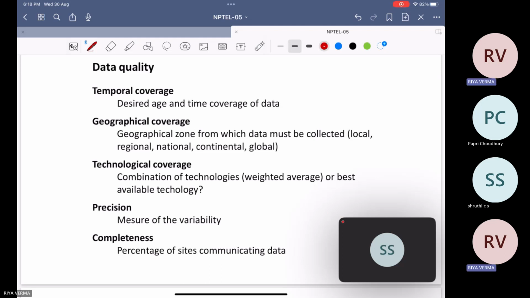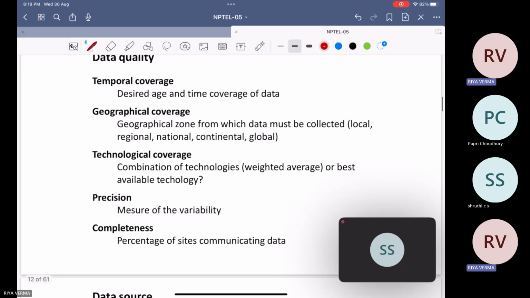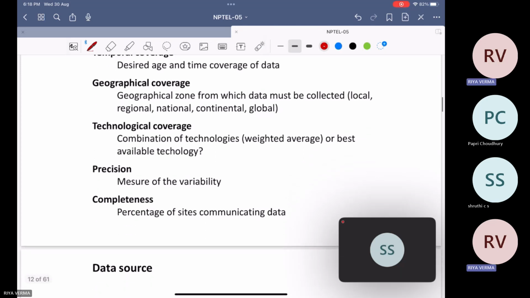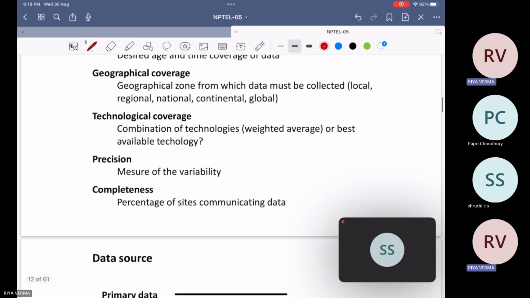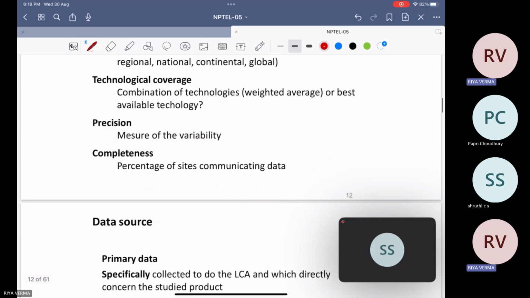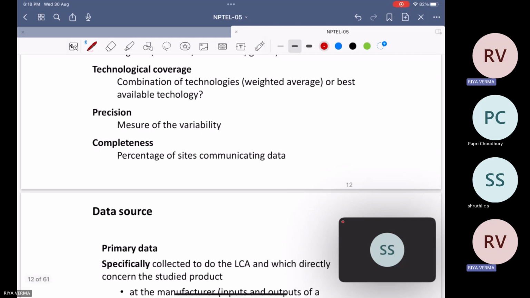Then technological coverage, that is, we can have a certain combination of technologies, that is, a weighted average or the best available technology for the technological coverage of the data. The precision is the measure of the variability of the data, and completeness is the percentage of sites communicating the data. So our data should be precise and also complete. It should include each and every site that is related to the study.